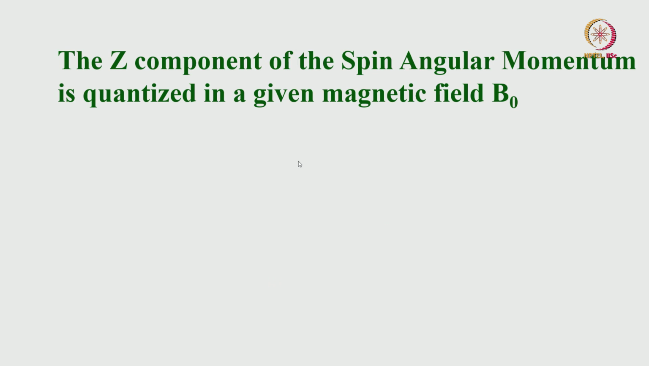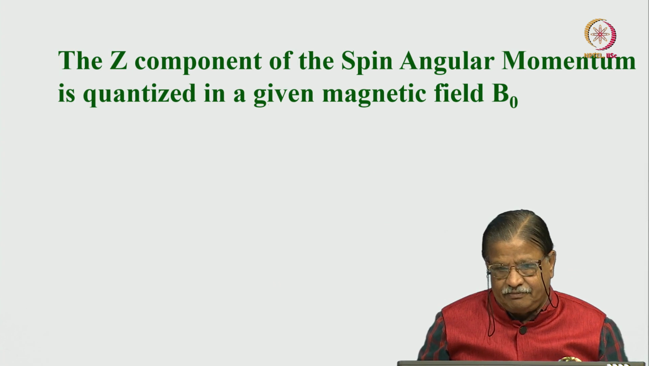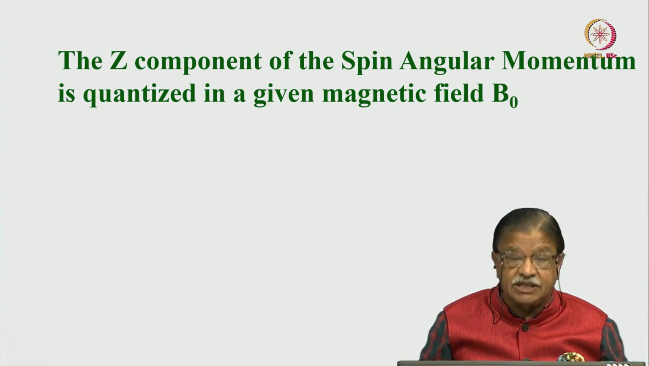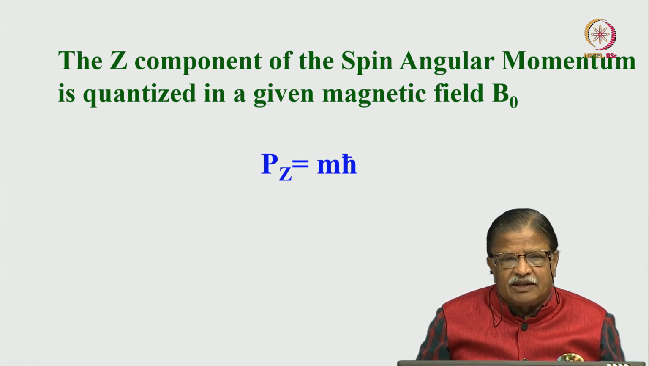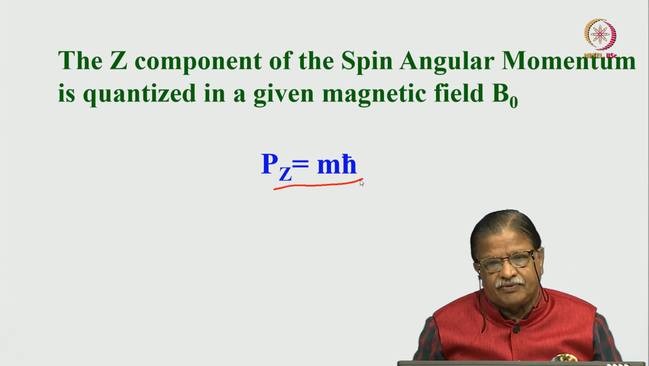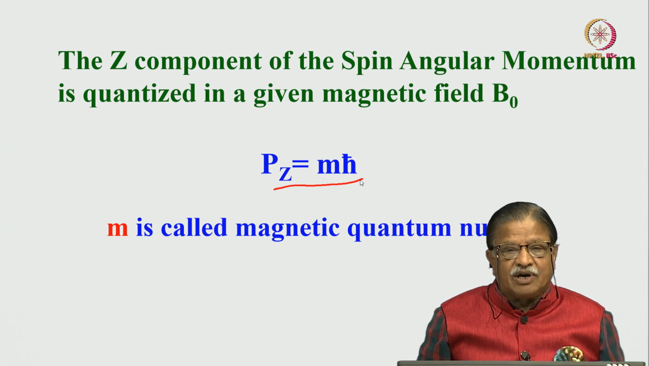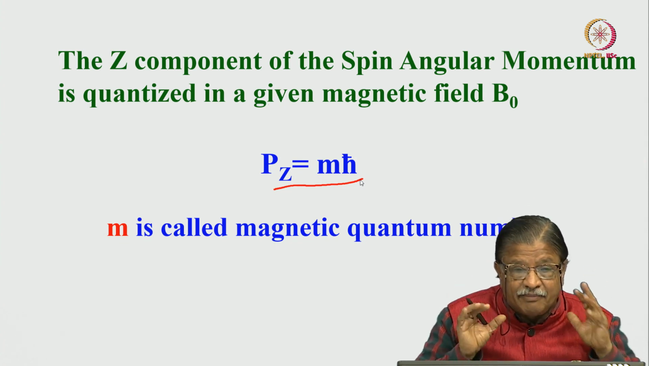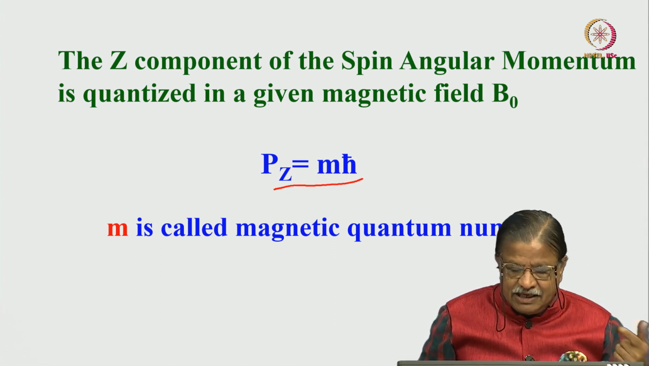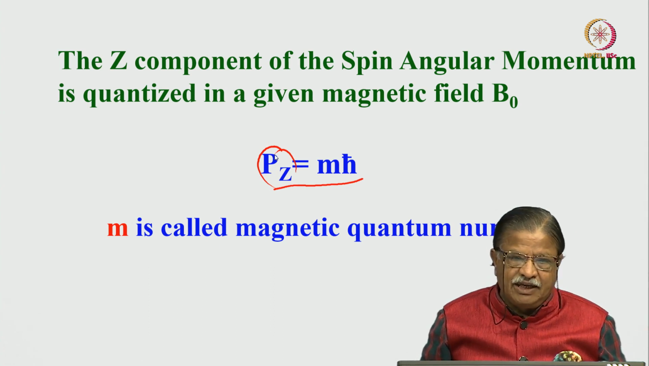Now the z component of the spin angular momentum is quantized in a given magnetic field. It is always quantized. You all know in quantum mechanics, quantization, etc. So the z component of the spin angular momentum P is given as Pz is equal to m into h cross. What is m now? M is called the magnetic quantum number, which is related to the z component of the spin angular momentum.